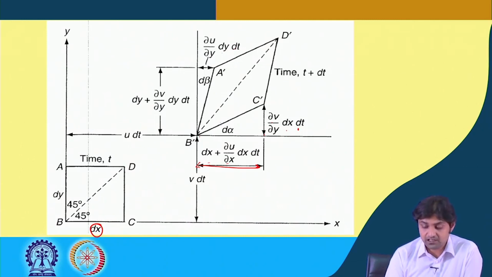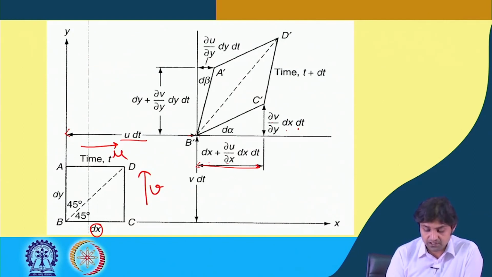So there are angles d alpha and d beta which we are going to calculate. So the translation, because it is u dt, you see this translation from this point to this point in time dt is considered to be u dt. All right. And this one, it has a velocity u in this direction, and this fluid particle has a velocity v in this direction.